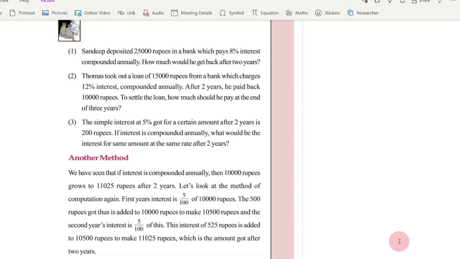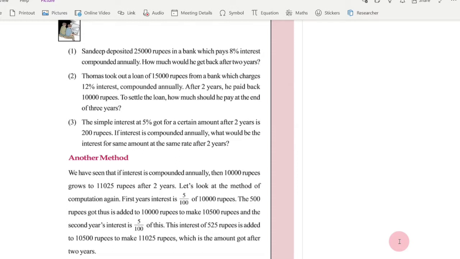We are continuing with our chapter Money Maths, and in this chapter we are discussing two types of interest. One is simple interest and the second one is compound interest. To calculate simple interest, we have a formula I is equal to PNR, and for compound interest we don't have a formula yet. We are going to find out a formula to find the compound interest.